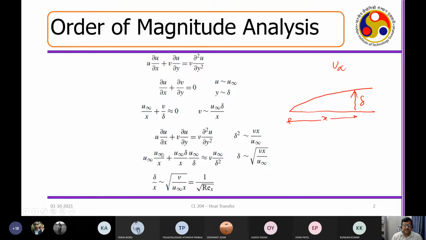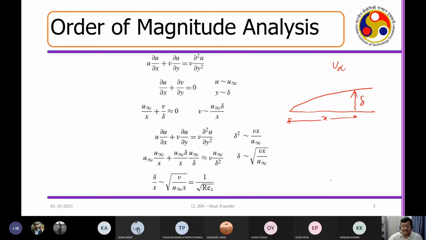So this will be what? u infinity into u infinity by x. And v I am replacing from here, u infinity delta by x, times u infinity by delta. And on the right side, nu into u infinity divided by delta square. Now, if I put it this way and look for delta, delta comes out to be root over of nu x by u infinity. It's just a simple calculation. And then if I write delta by x, that is equal to 1 by root over of Re x.